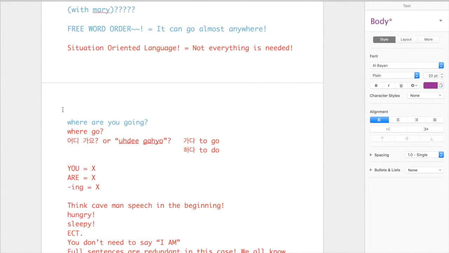Also in the book, it explains that Korean is a situation-oriented language. Basically that just means you don't need everything. If you think of how a caveman talks, that's the way that you're going to talk in Korean, which is actually really comfortable, I guess. It's so much more convenient because you're not using all these extra words and all these extra suffixes and things like that that you don't really need. It's very down to the bones, very easy.